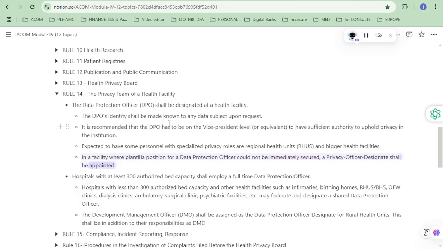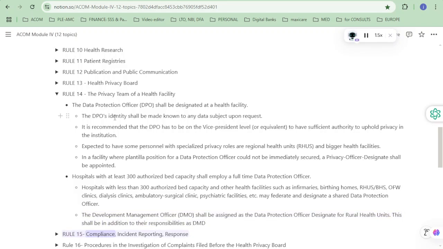In a facility where a position for a data protection officer could not be immediately secured, a privacy officer designate shall be appointed. Hospitals with at least 300 authorized bed capacity shall employ a full-time data protection officer. Hospitals with less than 300 authorized bed capacity and other health facilities such as infirmaries, birthing homes, RHUs/BHS, OFW clinics, dialysis clinics, ambulatory surgical clinics, psychiatric facilities, etc. may federate and designate a shared data protection officer. The Development Management Officer, DMO, shall be assigned as the Data Protection Officer designate for rural health units. This shall be in addition to their responsibilities as DMO.